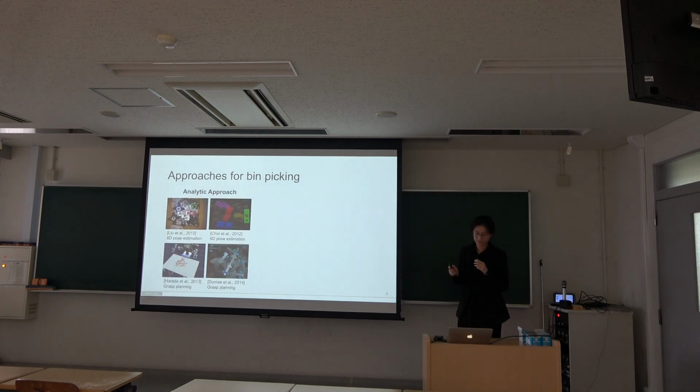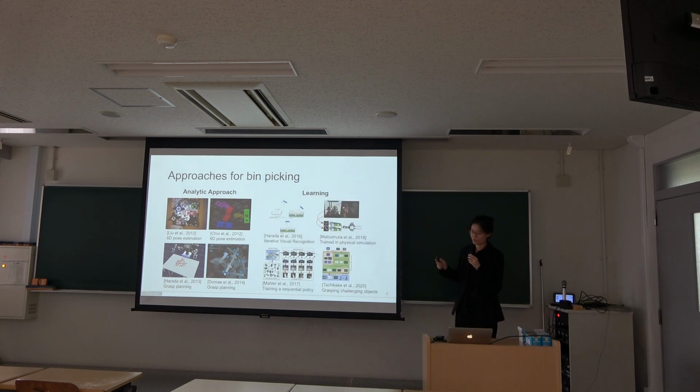Let's first take a look at the analytic approach, which formulates the problem under a set of rigid criteria. And these analytic approaches have been successfully imported to the production process, such as for pose estimation or grasp planning. And another approach leverages large scales of data and tries to solve the remaining problems in bin picking, such as learning more robust grasp quality metrics or grasping challenging objects.